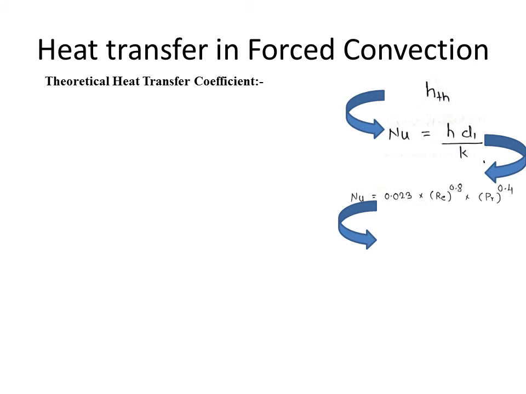Next calculations belong to the theoretical heat transfer coefficient. In this case, we are going to calculate H theoretical. But to calculate it, we require the Nusselt number value. The Nusselt number we can calculate with the help of the Nusselt number correlation, in which we use the Reynolds and Prandtl numbers. Prandtl number we get from the properties of air, and to calculate the Reynolds number we require the velocity of air. We can calculate that velocity with the help of the discharge value.